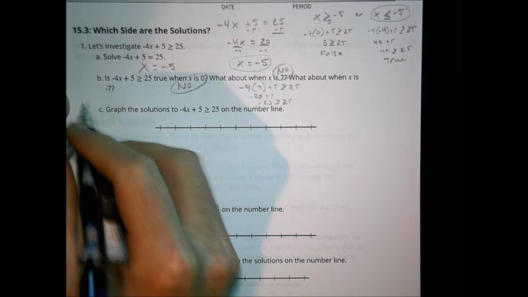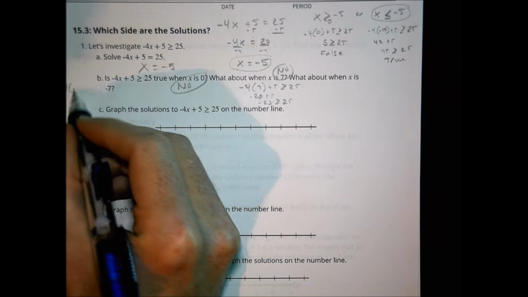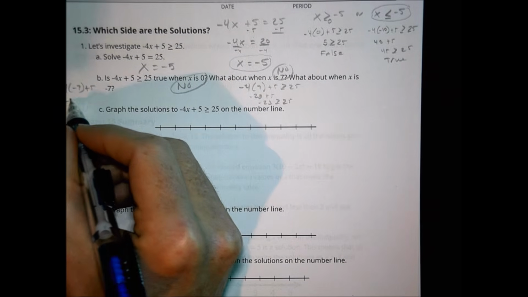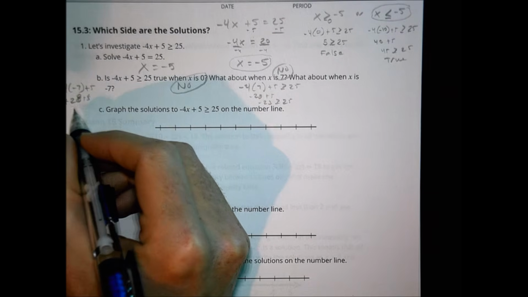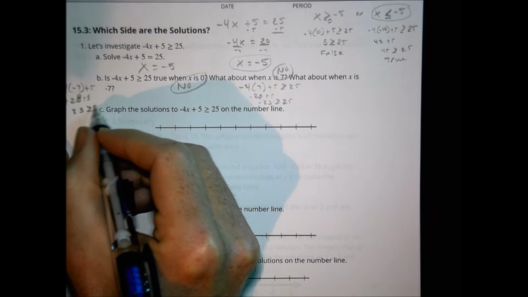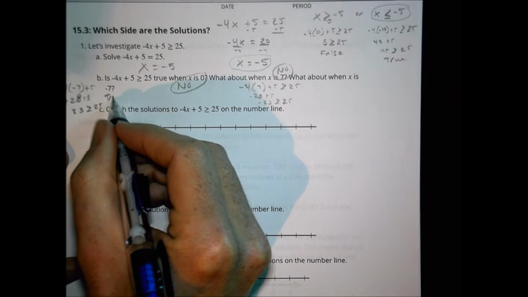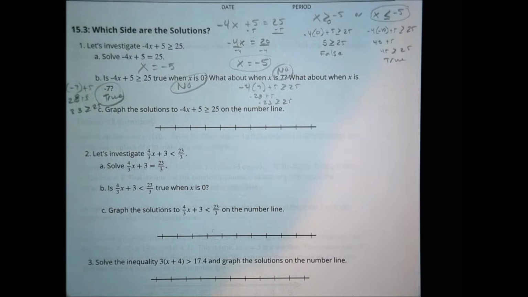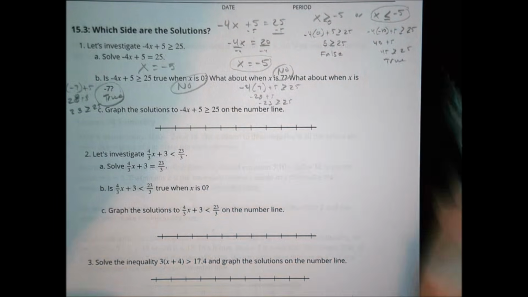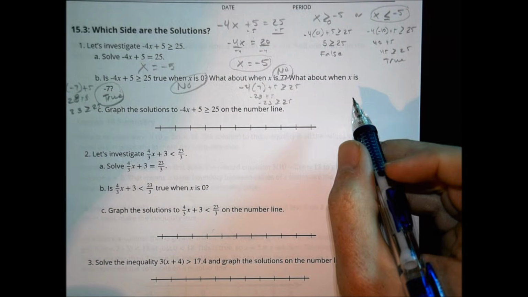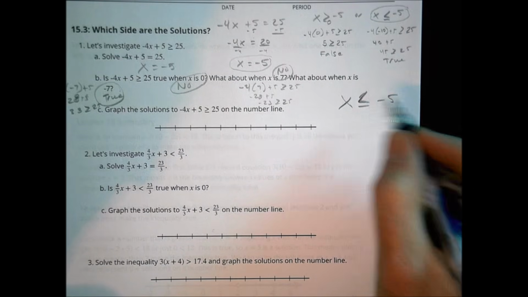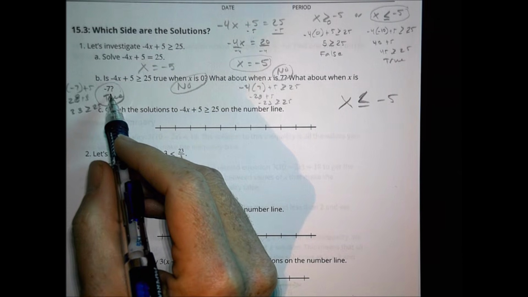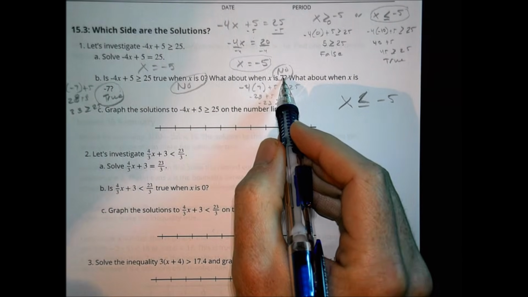And how about negative 7? Negative 7 is going to be negative 4 times negative 7 plus 5. That's going to be a positive 28 plus 5, which is 33, greater than or equal to 25. That's going to be a true statement there. So negative 7 is going to be true. Does that correspond to what we said before, that x has to be less than or equal to negative 5? Well, that would be true. Negative 7 is less than negative 5, so it works. 7 is not. 0 is not.